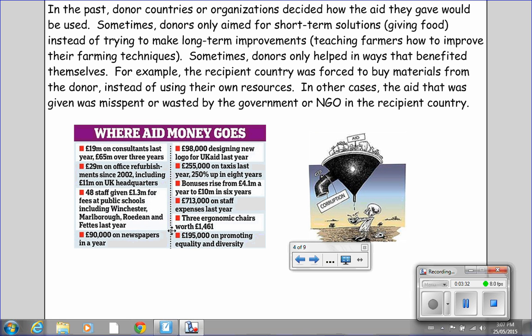Look at this, 3 ergonomic chairs, 3 comfortable chairs worth close to 1,500 pounds. Look at that, 713,000 pounds on staff expenses last year. All of this money, millions of pounds, not going to people in need.